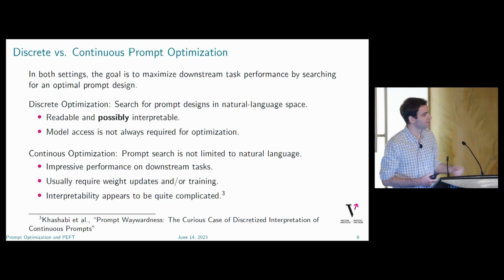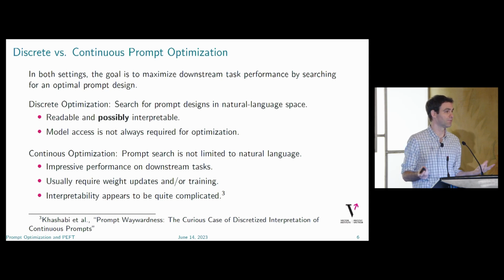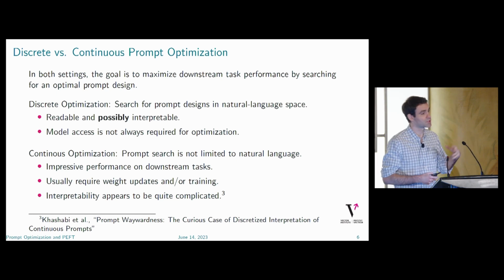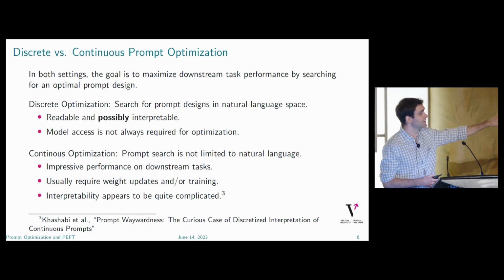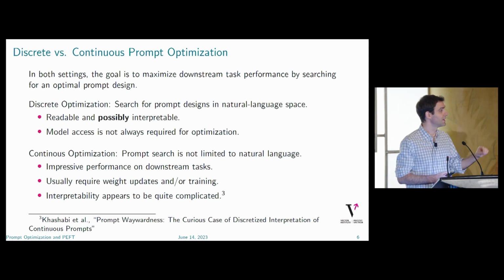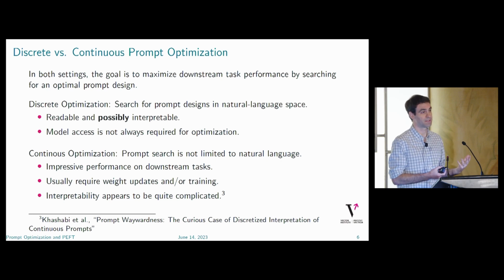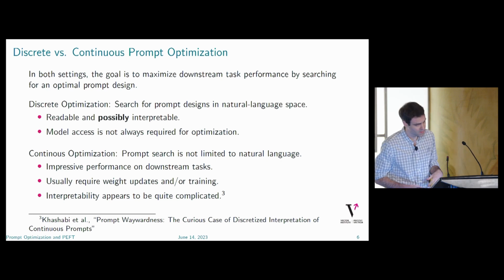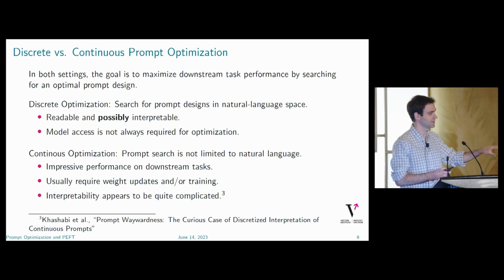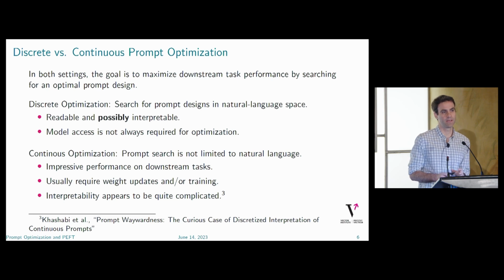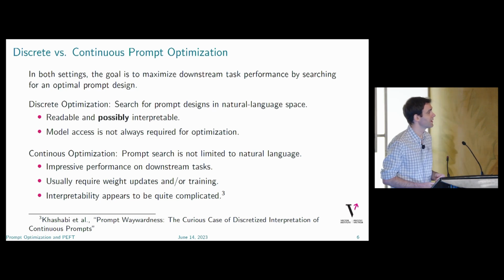The second category is continuous optimization, where we leave natural language prompting behind, and we actually perform optimization in some embedding space of the model itself. This leads to pretty impressive downstream performance, but it usually requires weight updates or some sort of training, and so if you don't have access to the underlying model, maybe this approach isn't for you. And then the final is that interpretability of the prompts that you are optimizing is fairly complicated, and there's some really nice work around showing that it is very difficult to interpret the prompts you get with this method.